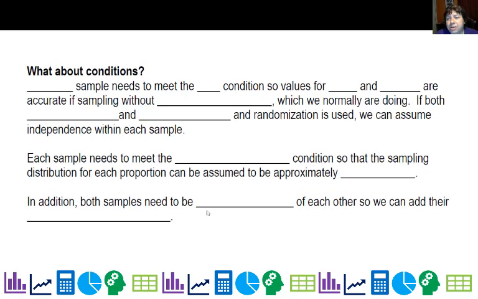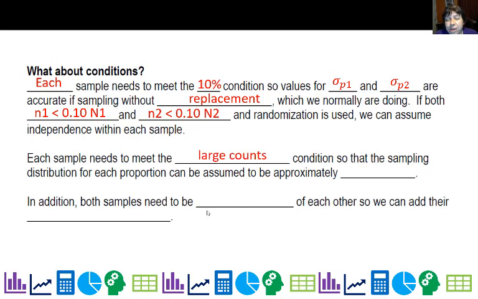Okay. So what about conditions when you're doing two samples? Well, each sample needs to meet the 10% condition, so values for the standard deviations are accurate if sampling without replacement, which is almost always. If N1 is less than 10% of the first population, and N2 is less than 10% of the second population, and randomization is used, we can assume independence within each sample. Each sample also needs to meet the large counts condition so that the sampling distribution for each proportion can be assumed to be approximately normal. In addition, both samples need to be independent of each other so that we can add their variances.